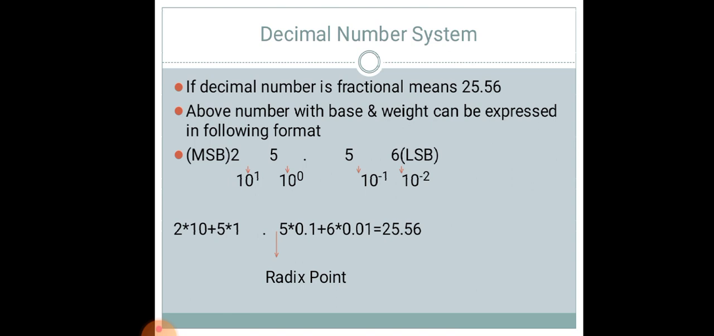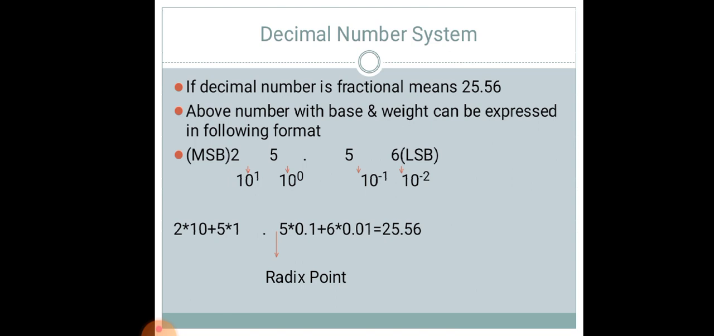So before the decimal point there is 25, which is called an integer number, and 56 is a fractional number, right? Such a decimal number is also expressed with its weights in the following format. Before the decimal point, in 25, we consider 5 first, and the weight for 5 is 10 raised to 0. Then for 2 the weight is 10 raised to 1.